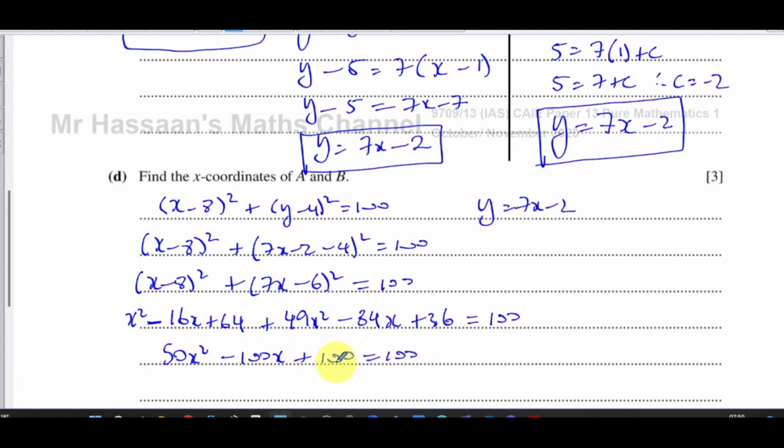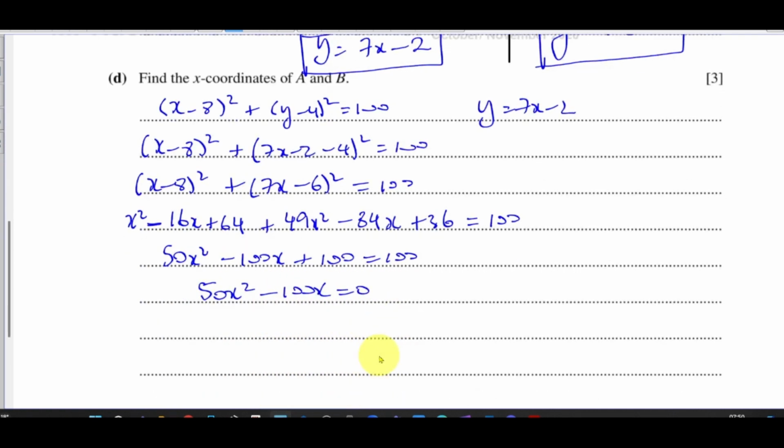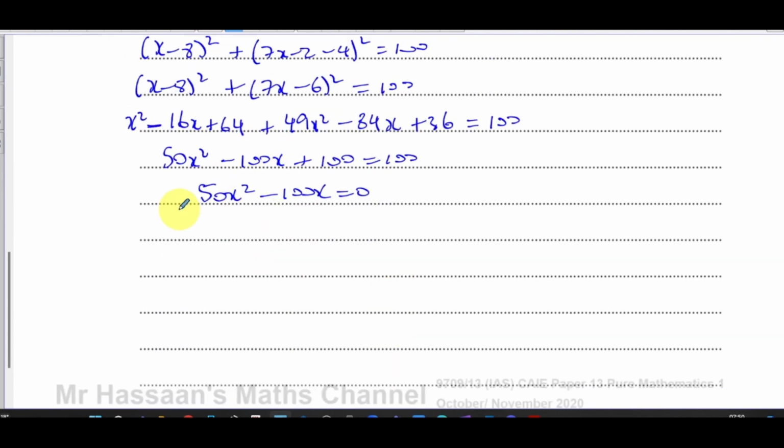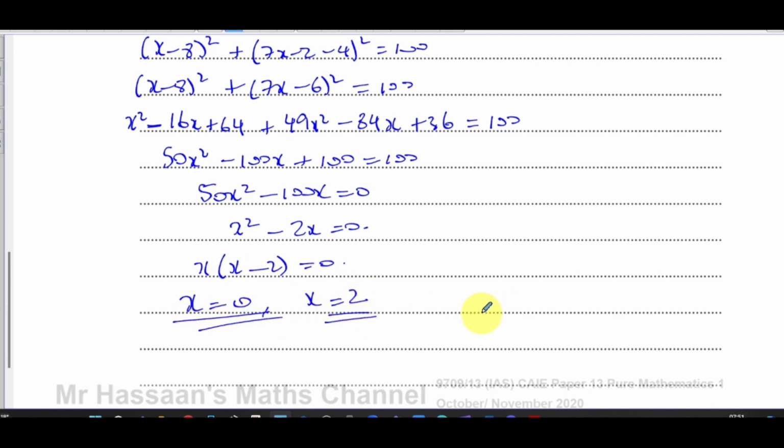If we subtract 100 from both sides, we've got 50x squared minus 100x equals 0. Then we can divide by 50. So we have x squared minus 2x equals 0. If you solve this, you have x times (x minus 2) equals 0. So you can say x equals 0 and x equals 2. Those are the x coordinates of A and B.